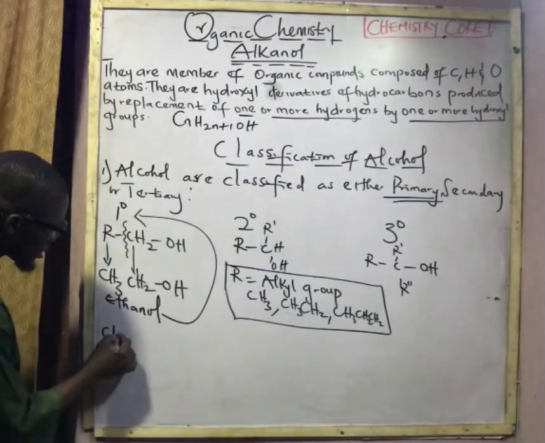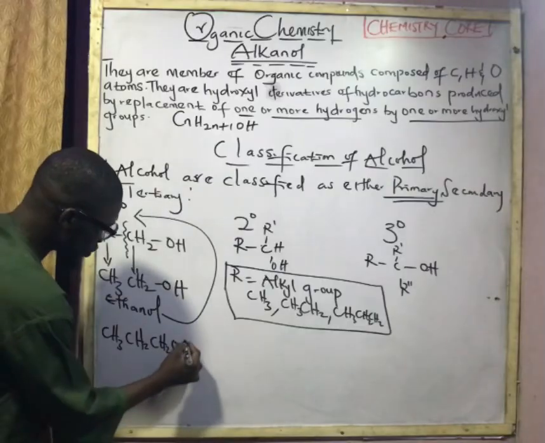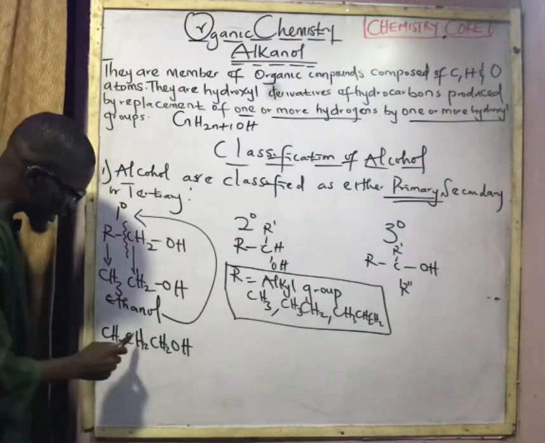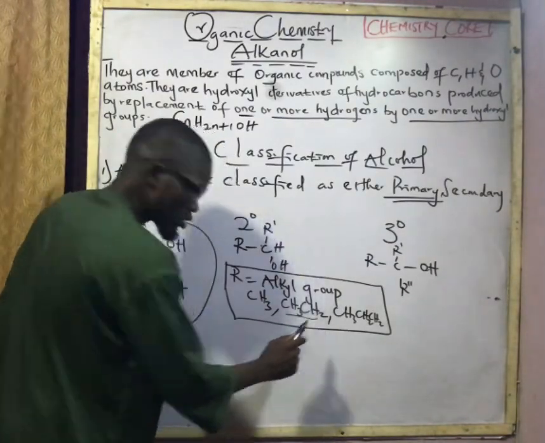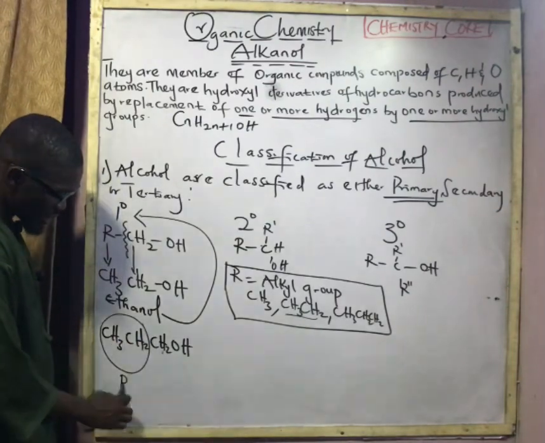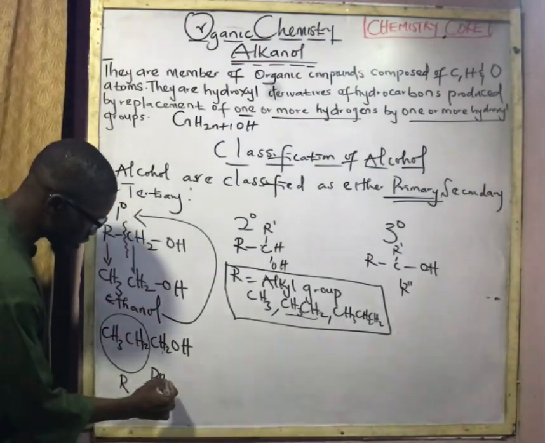We can as well have CH3CH2CH2OH. If you look at this place, it is the same thing as this, but this is the formula. This represents the R. So we have three carbon atoms, so we call this one propanol.